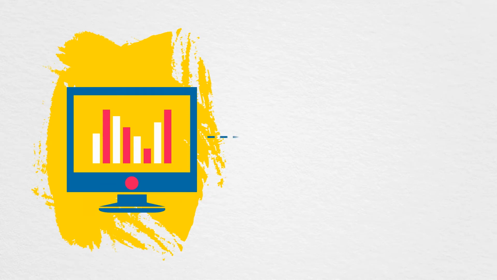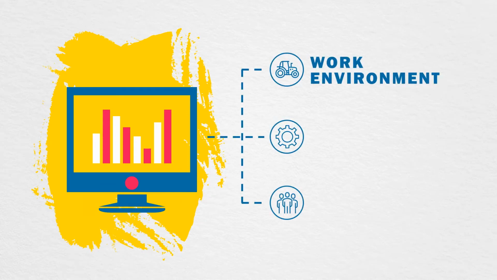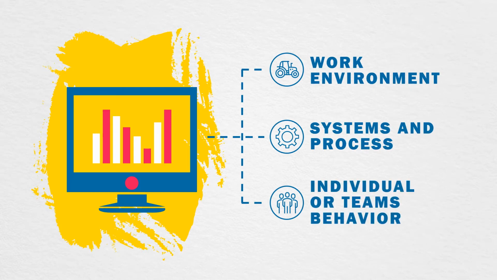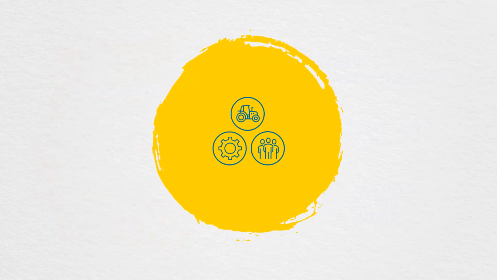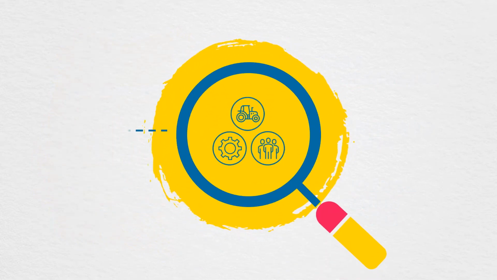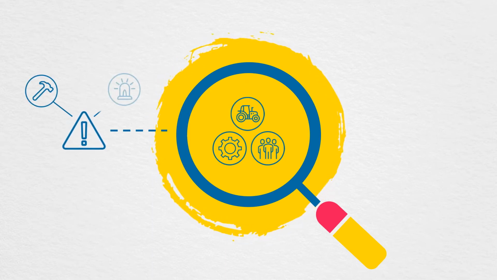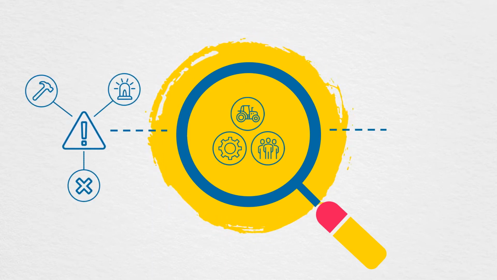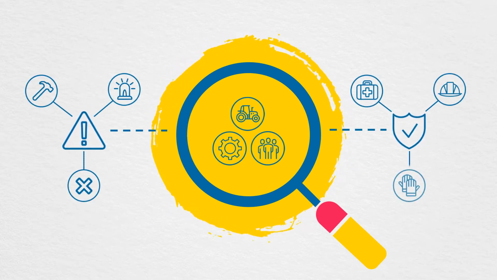Our historical incident data indicates incidents are caused by one or a combination of three elements: work environment, systems and process, and/or an individual or team's behavior. HSC behavioral observations are peer-on-peer processes aimed at identifying behaviors that may lead to an incident, but also positive behaviors that contribute to a safety culture.